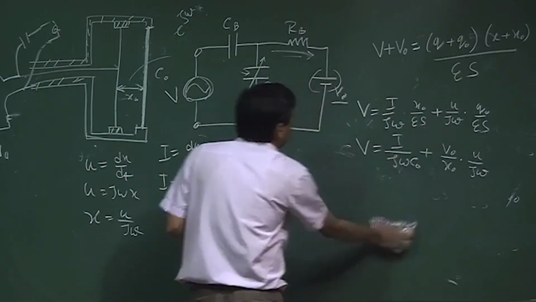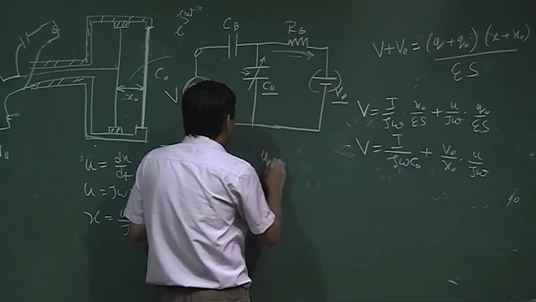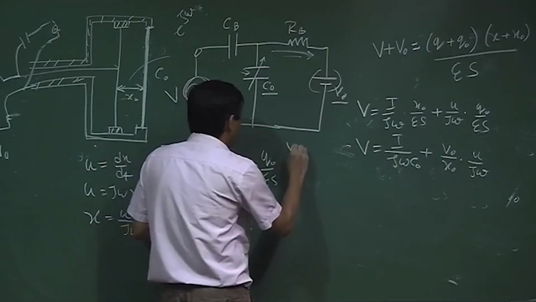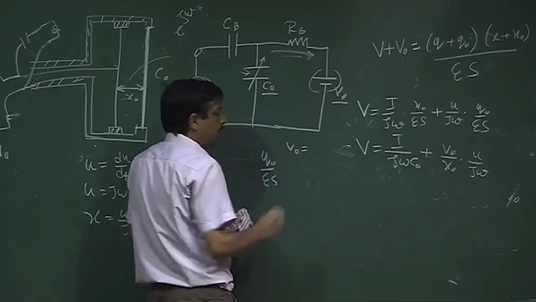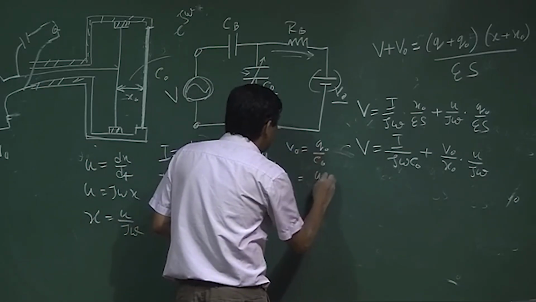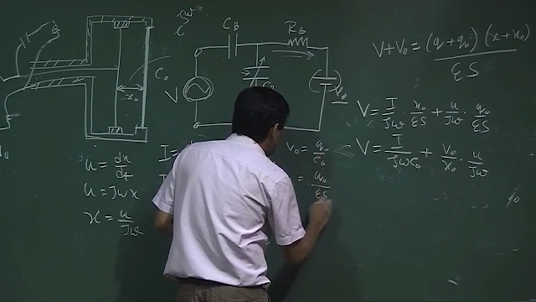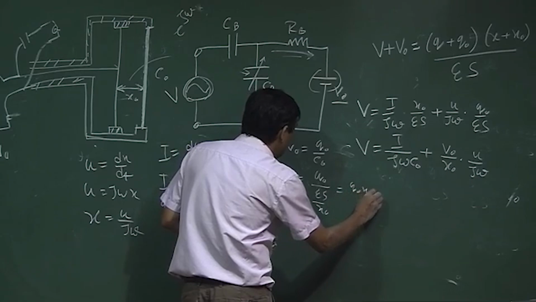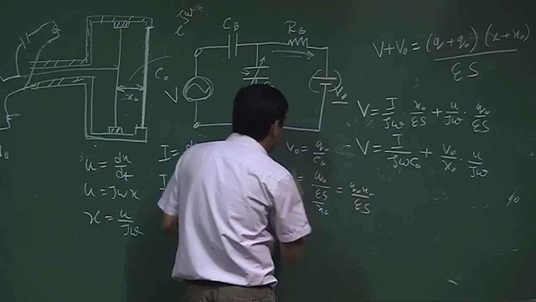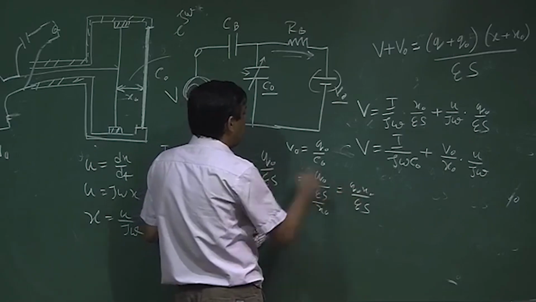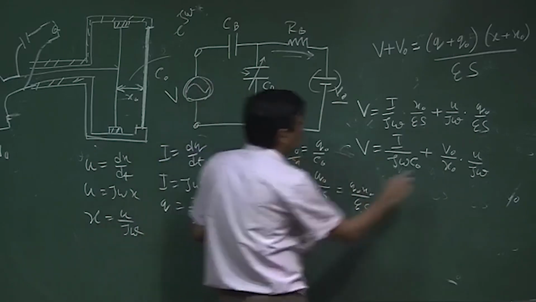Why do I write v0 by x0 for q0 by epsilon S? What is v0? v0 is nothing but q0 by c0, which is q0 by epsilon S by x0. So, I can write q0 x0 by epsilon S is nothing but v0. I only have q0 by epsilon S, so I have to multiply and divide by x0.